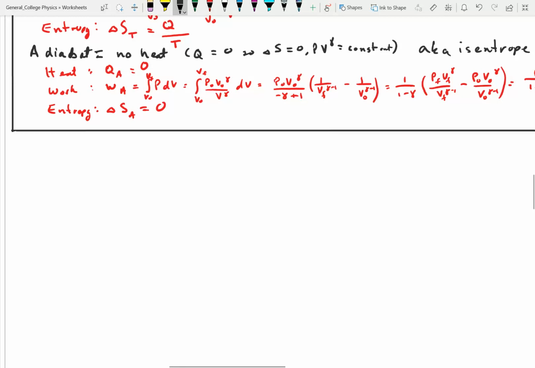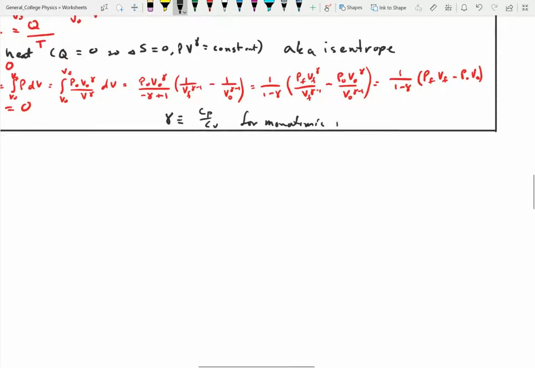And then this last one, I did not show a proof for it here, but pressure times volume raised to the gamma is equal to constant. What is gamma? Gamma is defined as Cp over Cv. So for a monatomic ideal gas, gamma is equal to 5 halves divided by 3 halves, which is equal to 5/3.